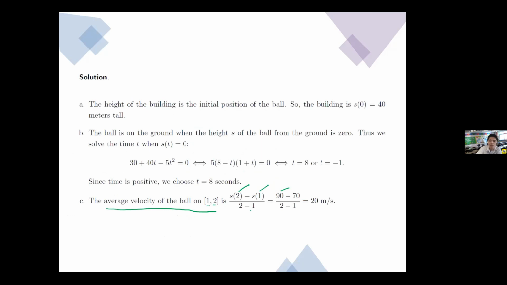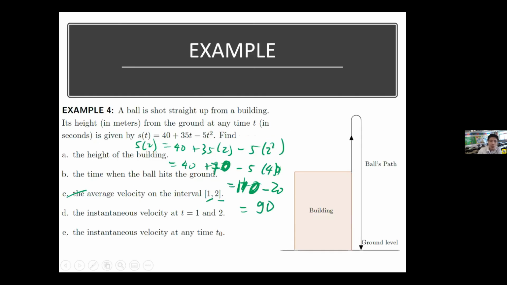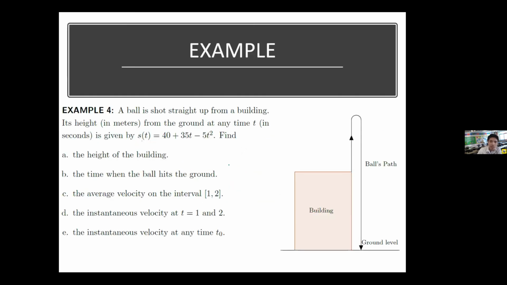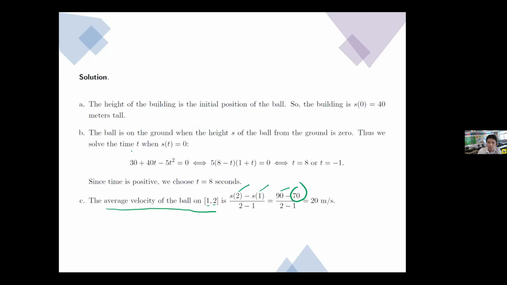While ang S of 1, nganong na 70 si S of 1? So, solve na nimo si S of 1. So, S of 1 means 40 plus 35 times 1 minus 5 times 1 squared. So, that is 40 plus 35 minus 5. So, that is 75 minus 5, I mean. And that is 70. Kaya, nahimong 70 na. Then, subtract na lang, that's 20. Sa baba, 2 minus 1, that's 1. So, kaya, nahimo siya 20 meters per second.